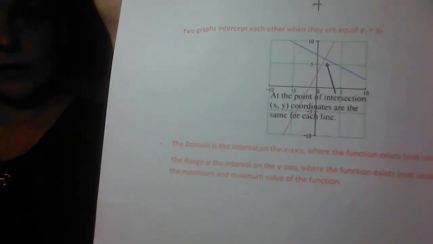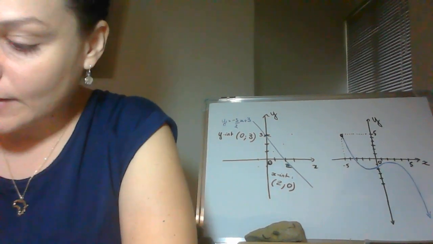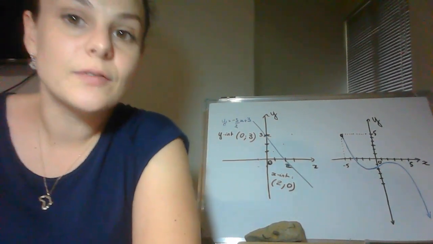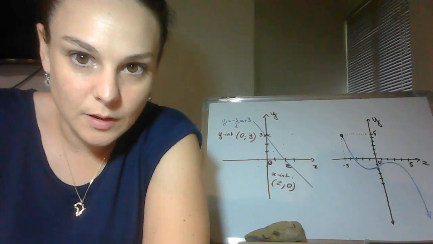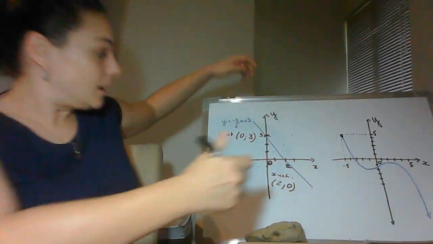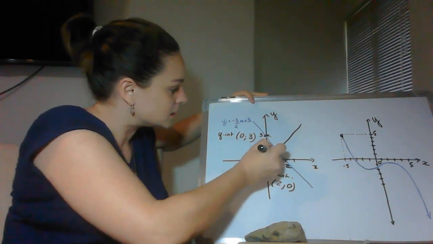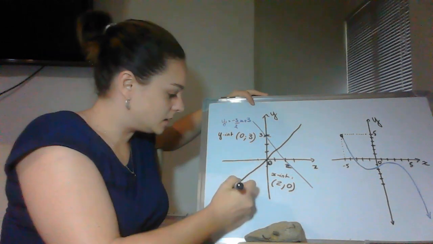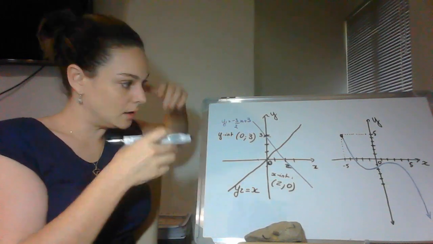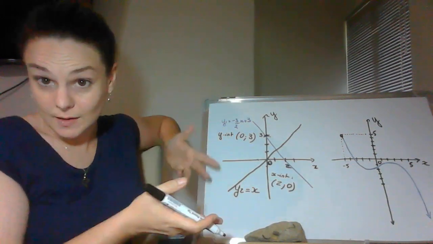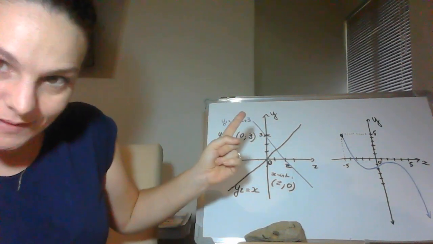Now, third one. Two graphs intercept each other when they are equal. So if two graphs are equal at one specific point, that means they are on the same point and they intercept. Therefore, I can draw a second line on this graph. So I'm going to choose an easy one for the demonstration. Here, this y2 would be x. The y equals x. Easy graph, but it exists. Alright, so I can see clearly it intercepts once.